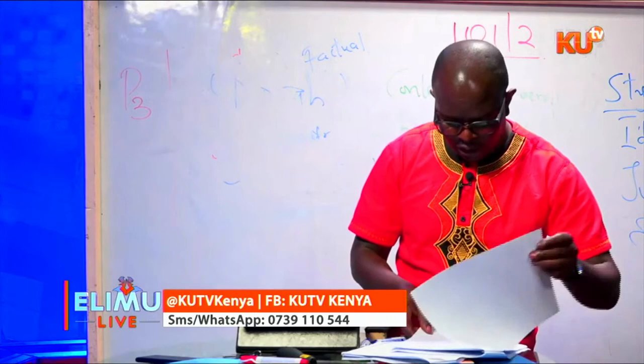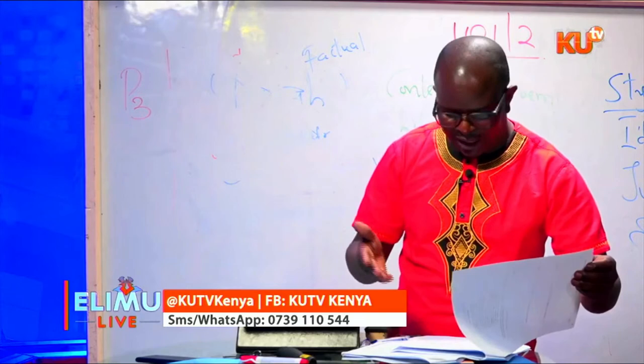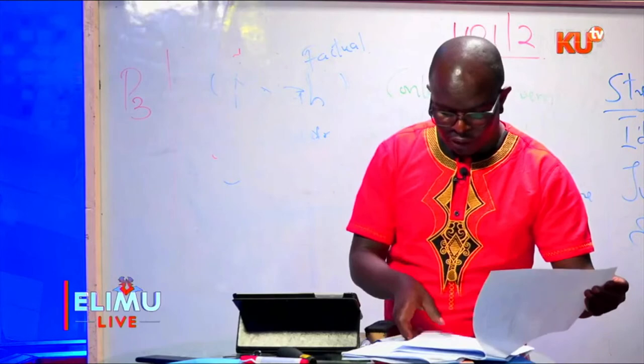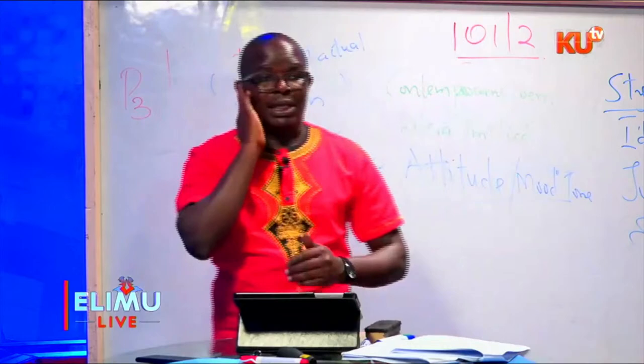Explain the meaning of each of the following words: nagged, and then sell. It can also be tested on application. We have to say, what lesson can we learn from this poem? It's good to note that when I talk about poetry, the lessons must be stated in the positive.